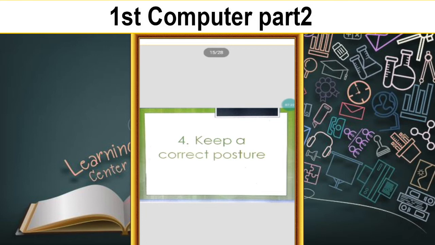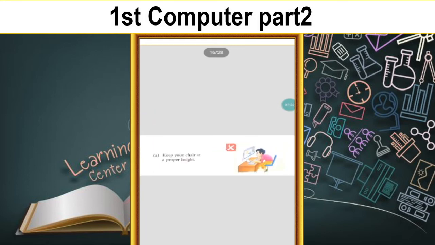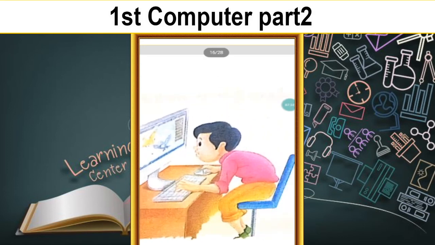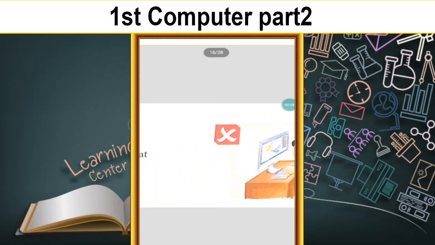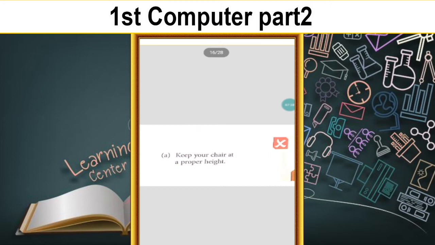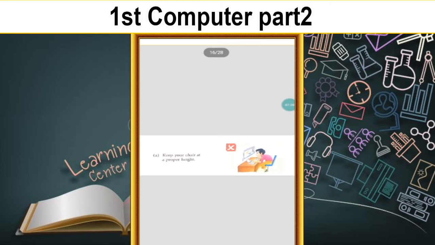Next, fourth one, keep a correct posture. So you should sit straight. You do not bend here and there. This is the picture which is shown in your textbook. See here, keep your chair at a proper height. If the computer is high, you should take the chair medium. Like that, you have to keep your chair at a proper height.